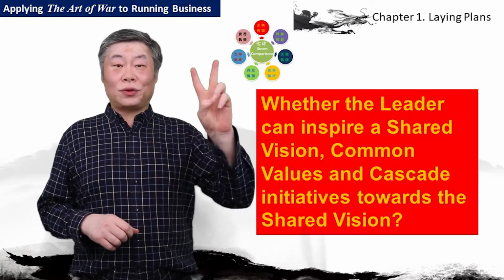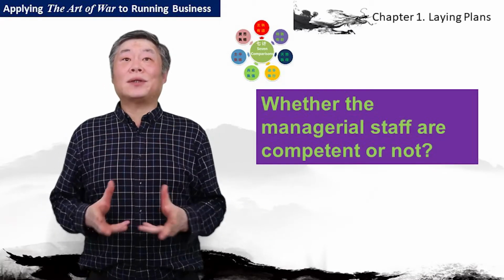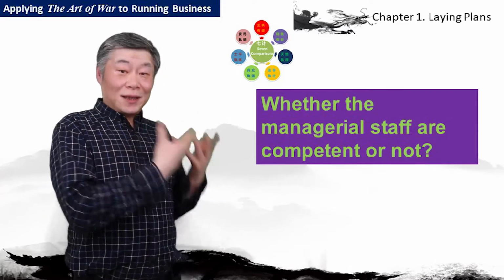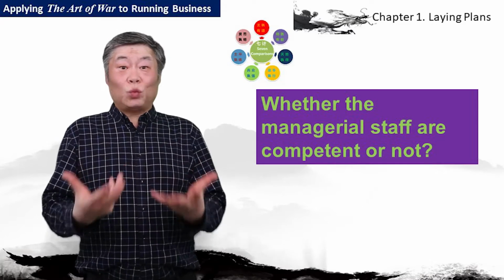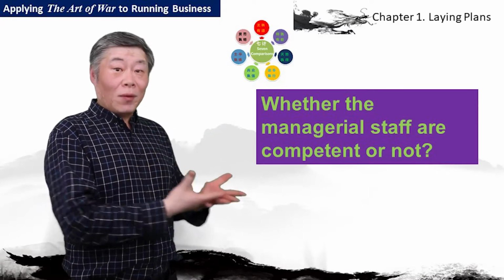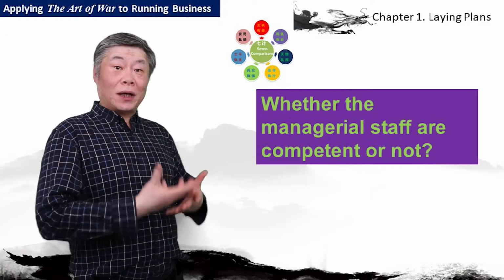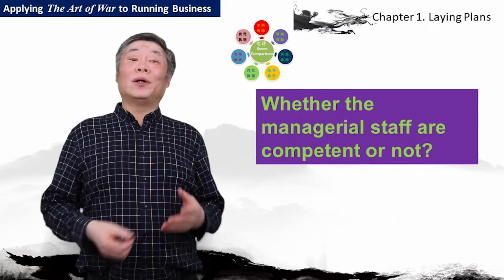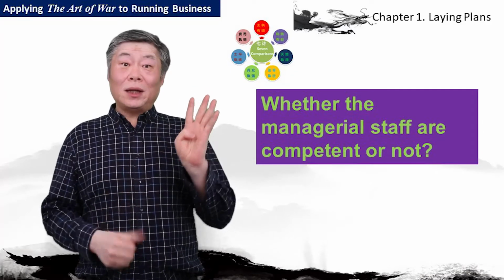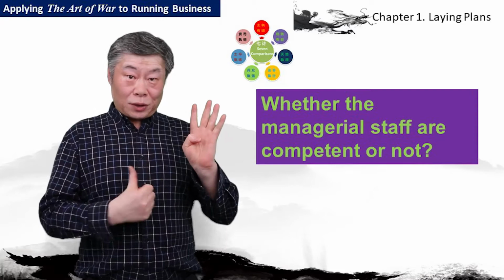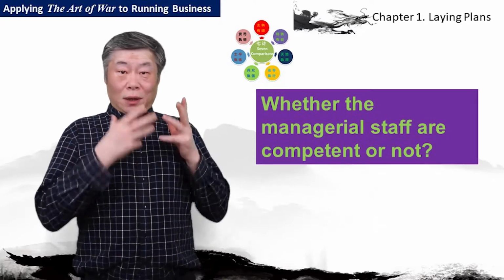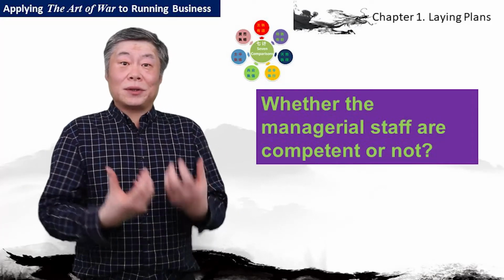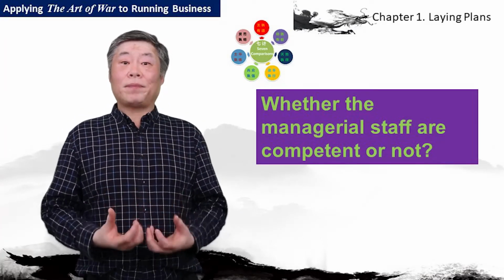Now let us move on to the second. It says, which of the two generals has most ability? In today's business world, we would say, how about our management team, whether they are competent enough or not? Because when we have the right strategy formulated, we set up the strategic vision, we have the same values, and our team members are demonstrating the expected behaviors.